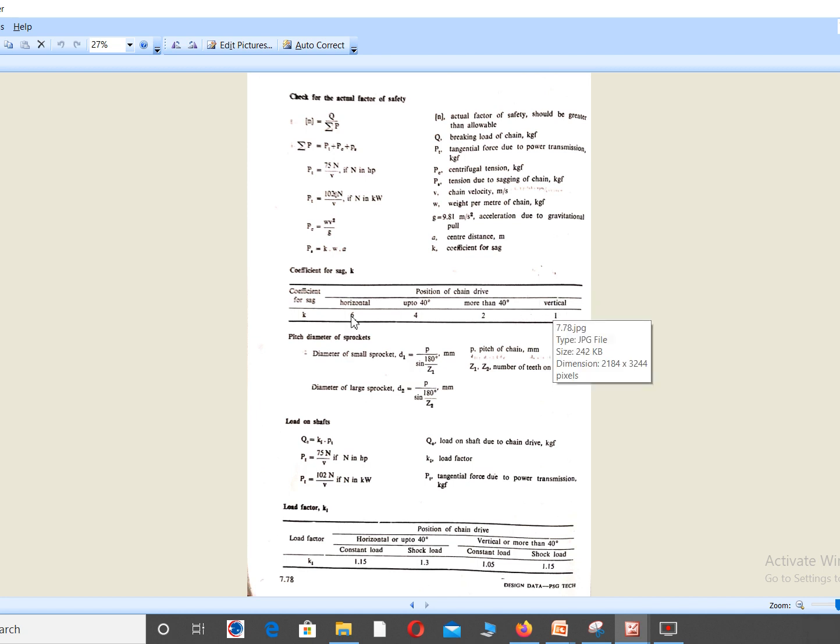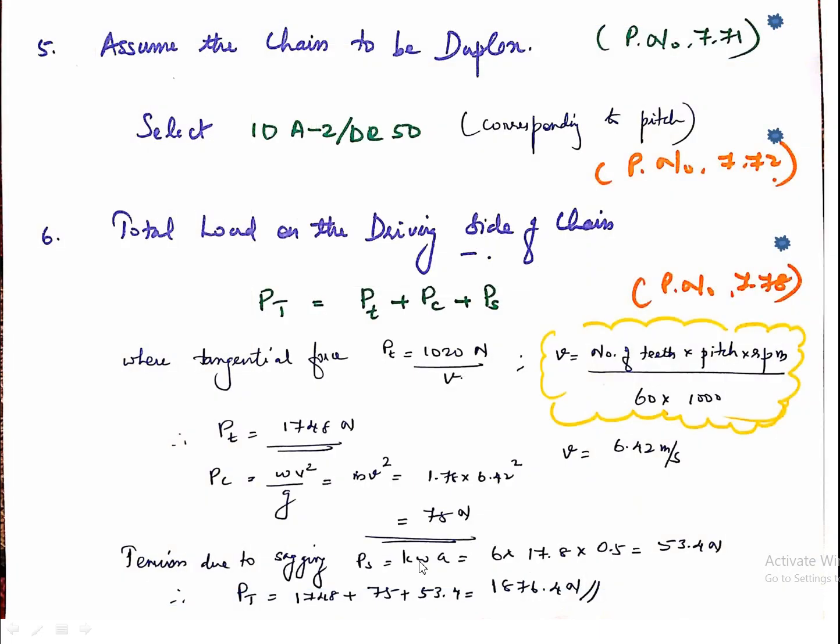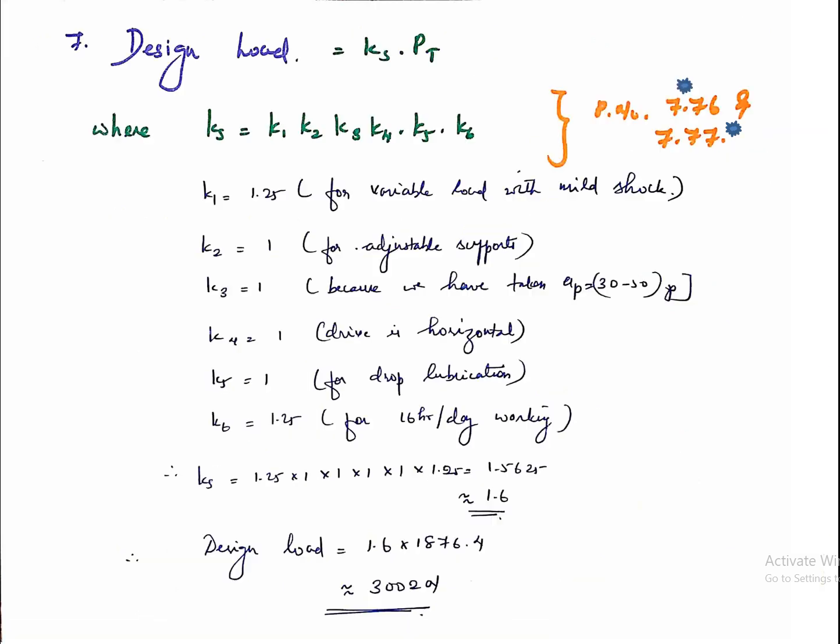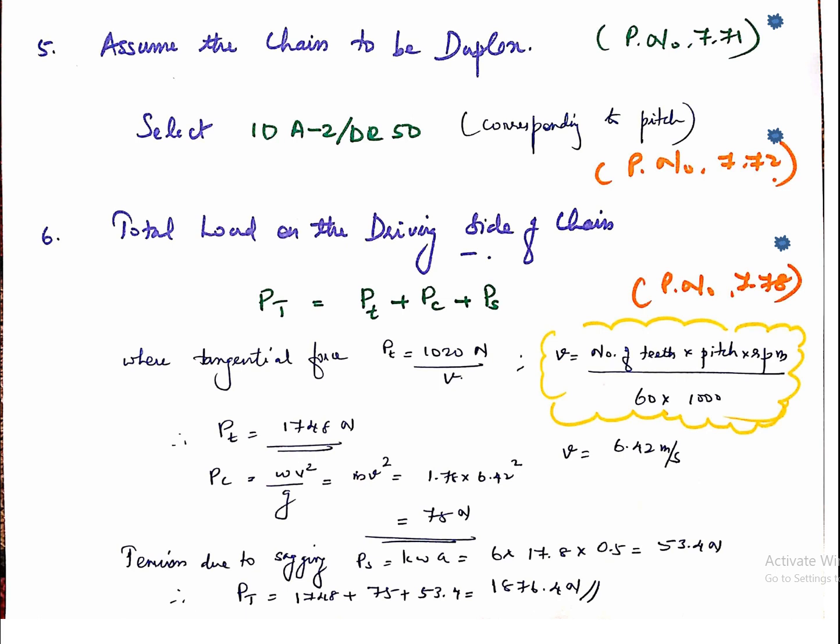Now here, the question does not say exactly which condition it is held in, so let us proceed with the horizontal alignment and take K value as 6. Upon substituting the value as 6, you can get the sagging value as well. Now substitute all those values and you will get the total load, and the total load is 1876.4 Newton. So we have already found the total load.